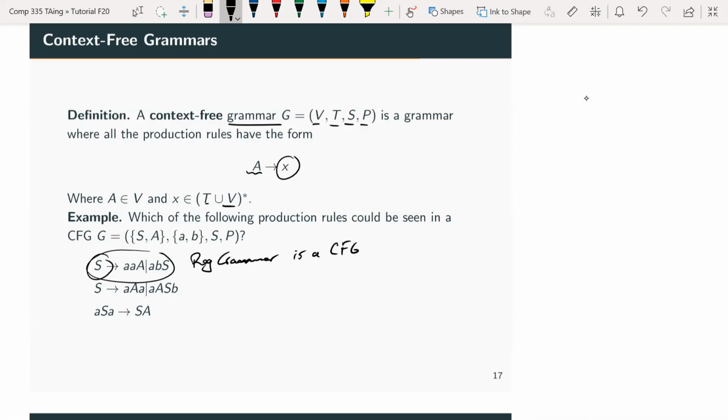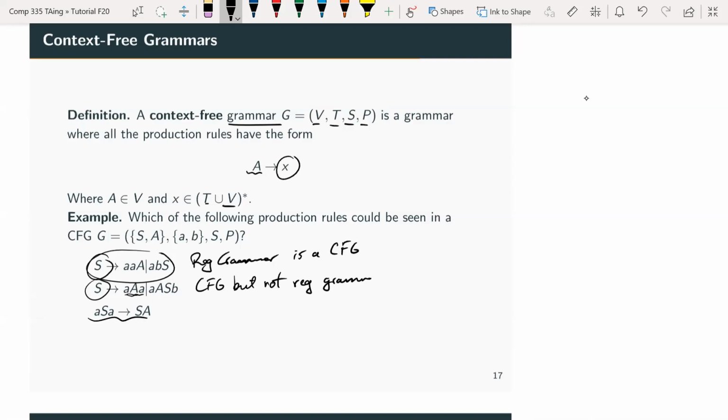But the other way around is not true. So here, for example, S is context free because, for instance, my variable A is in between two terminals, and that's not allowed in a regular grammar. So this is a context-free grammar, but not a regular grammar. Okay.